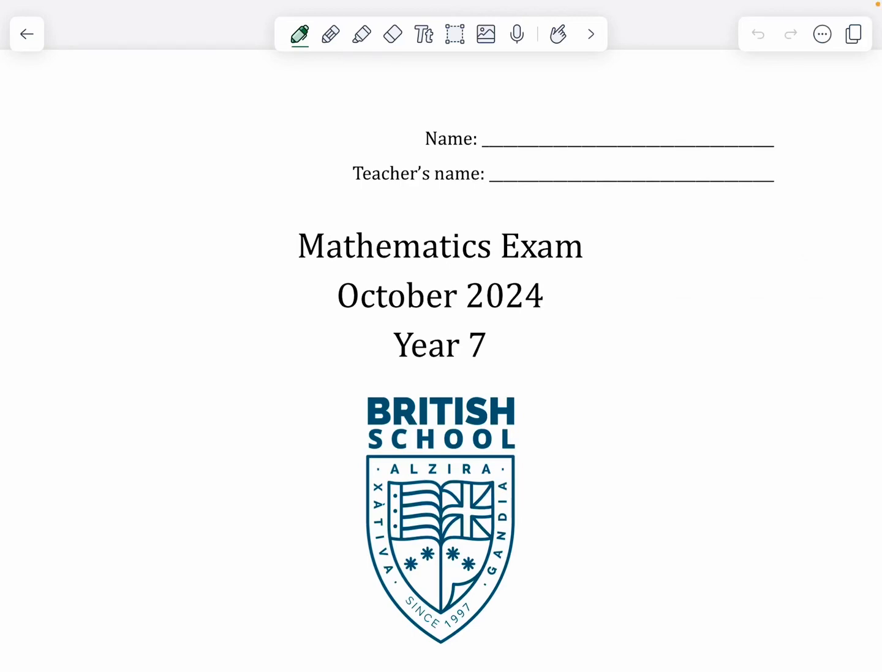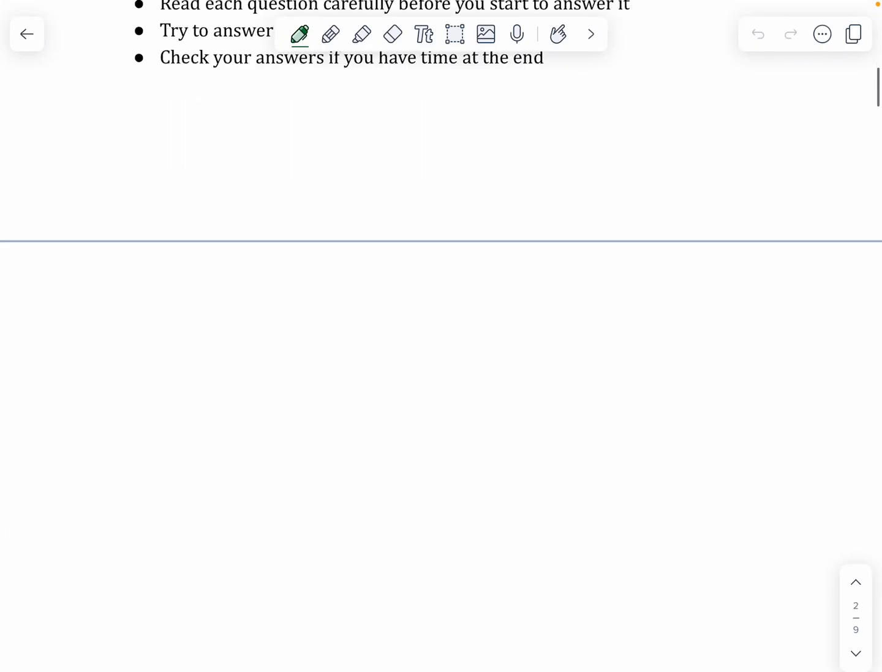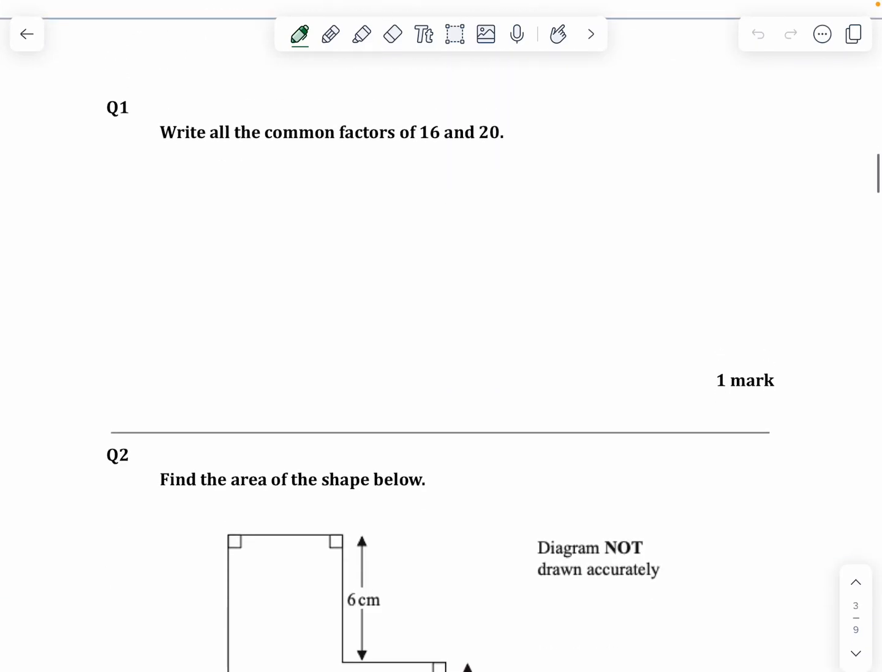Okay, let's go through the paper. So we've got the paper here. Okay, question 1 says write down all the common factors of 16 and 20. So remember, it's talking about factors and not multiples. Some of you started listing down the 16 times table and the 20 times table. Be careful, it's talking about factors.